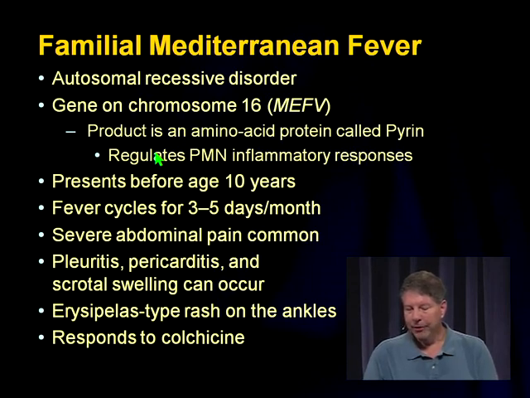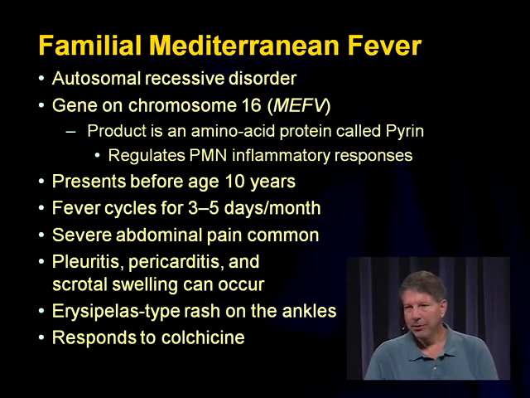They may ask you about the gene sometimes. This is a gene on chromosome 16. And what happens is the product of this gene regulates the polymorphonuclear inflammatory response. So it's an inflammatory response that's dysregulated, and so they get problems with that.